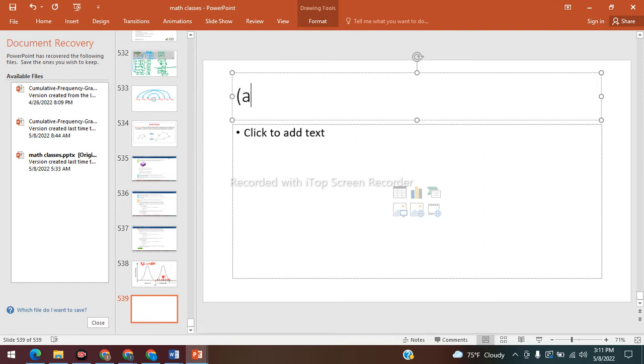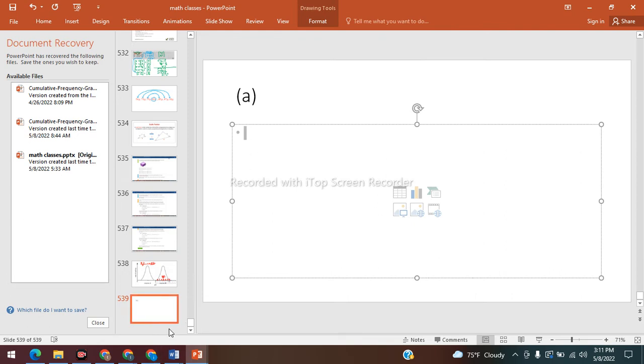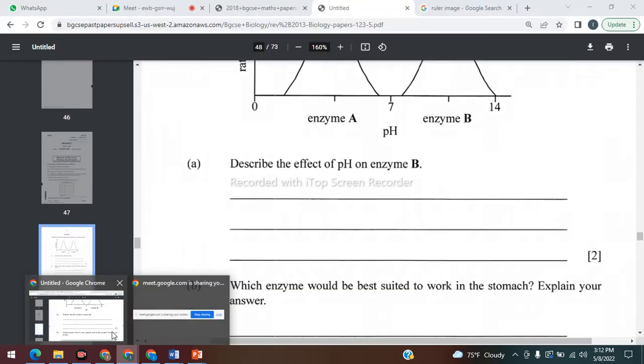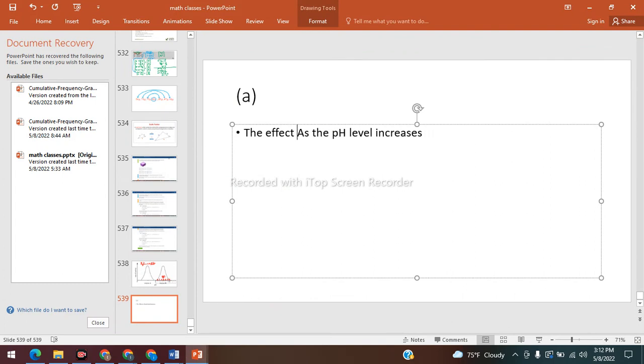So for A, the answer would be the following. So if we look at the graph, we'd say that as the pH level increases, or we can say, to be formal, the effect of pH on enzyme B can be described in the following way, or in the following manner if you want to be a little more formal.